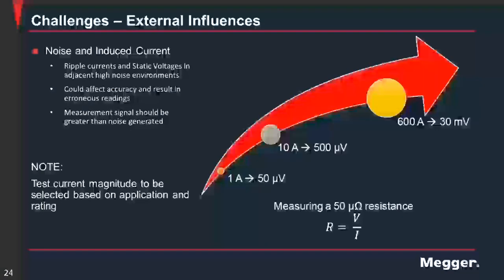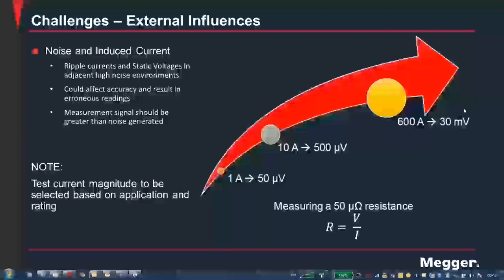And I think this is the last challenge, the external influence challenge from the noise and industrial current. When you have a ripple current and static voltage in the adjacent high noise environment, they can affect accuracy and result in erroneous reading. It's very critical to understand that the voltage that is measured using the potential lead, that voltage should be greater than the background noise. So remember, the voltage should be greater than background noise. Otherwise, the measurement will be inaccurate.